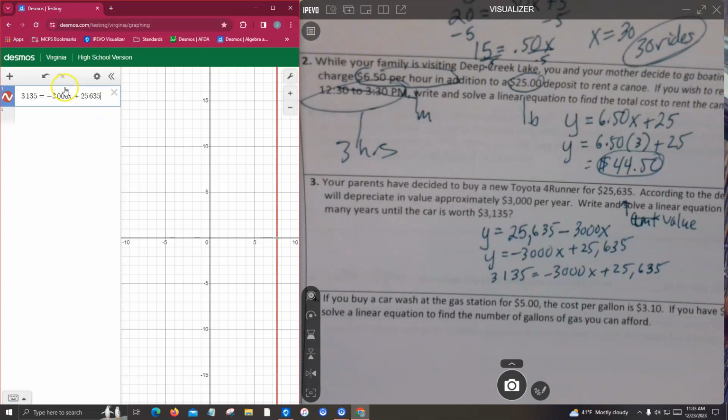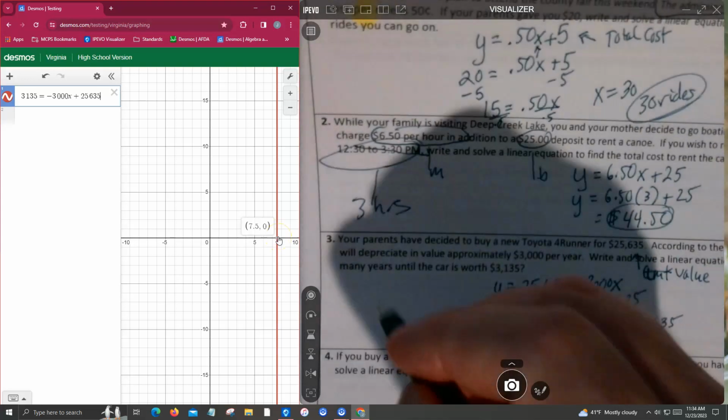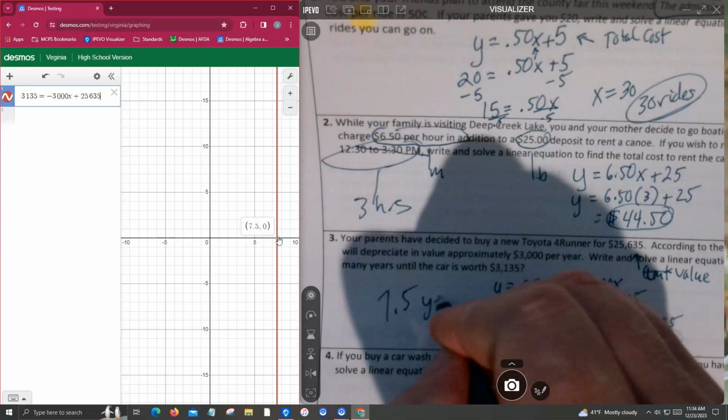If you notice, I've typed this in, and once I do that, this line appeared. Sometimes you can see it on the graph right away, sometimes you can't, but if it shows my red line, and you hit this dot right here, it'll tell you that it's 7.5 years. So your answer is 7.5 years.